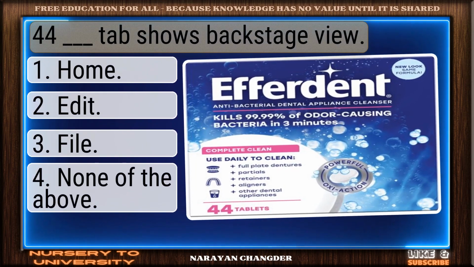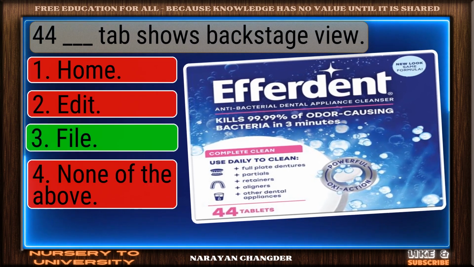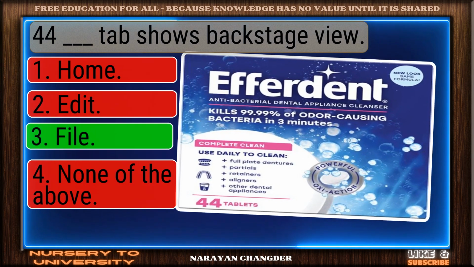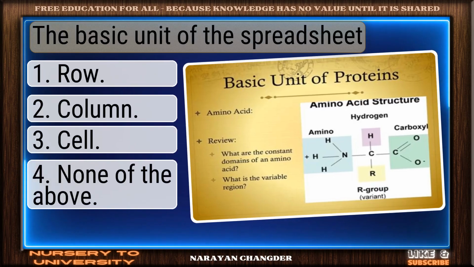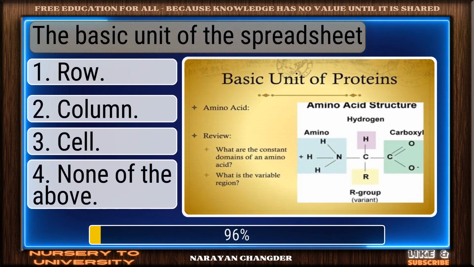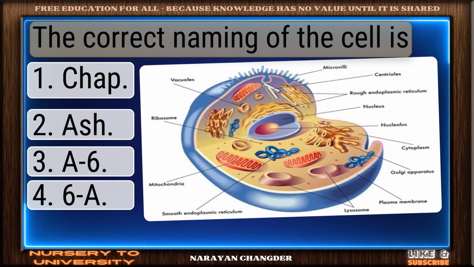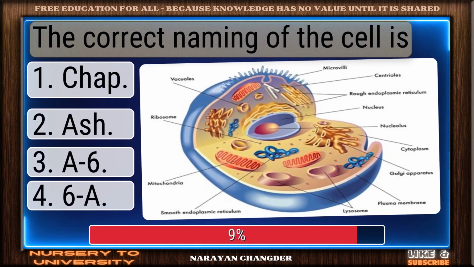Which tab shows backstage view? Well done. File is the right choice. The basic unit of the spreadsheet? Nice selection. Cell is the correct and valid answer. The correct naming of the cell is?